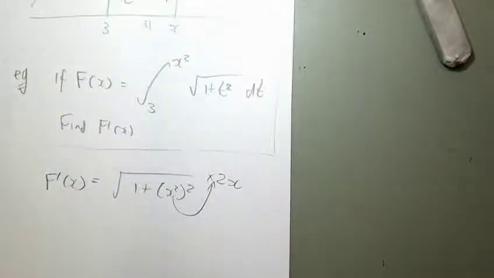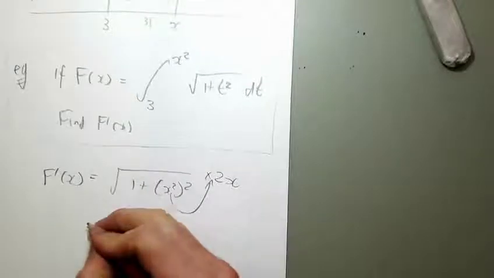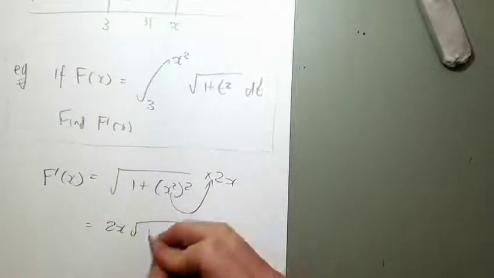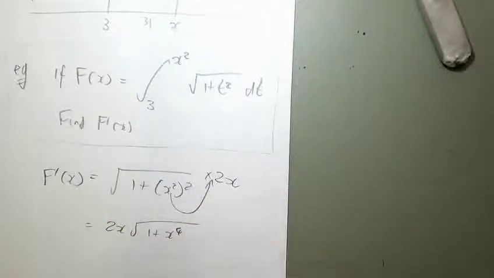You do not have to do anything else. You just have to write that down. And so we get 2x root 1 plus x to the 4. Now that may seem like magic, but that's the point of the chain rule. It is, well, it's not really magic. It's maths, which is better than magic. So that's what the chain rule is for.